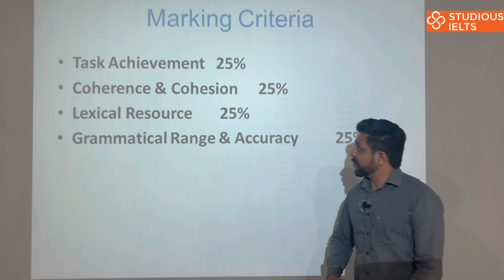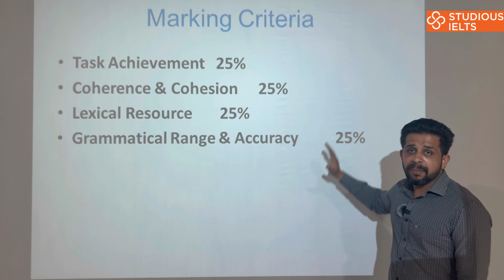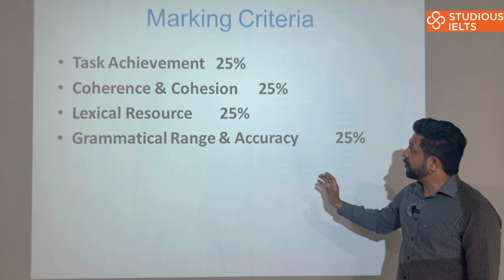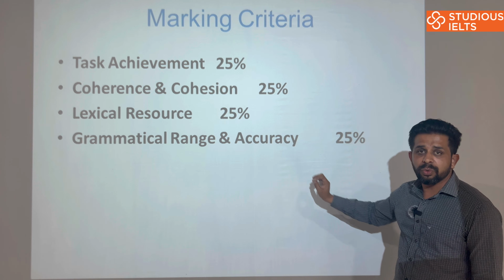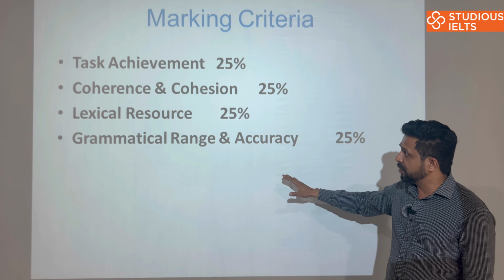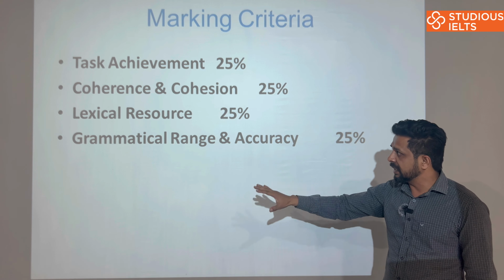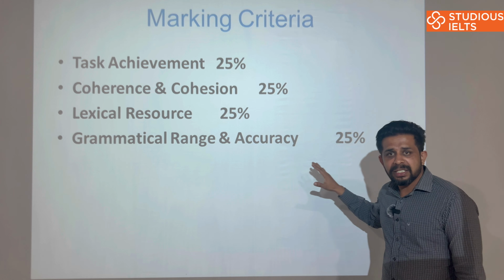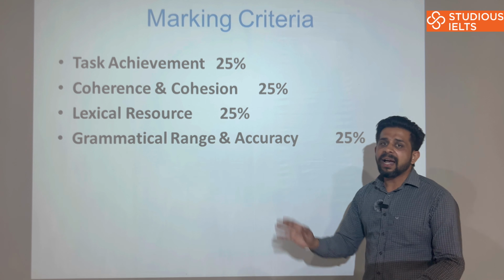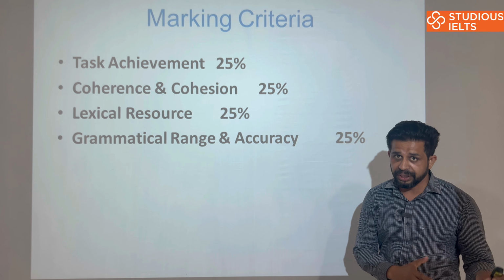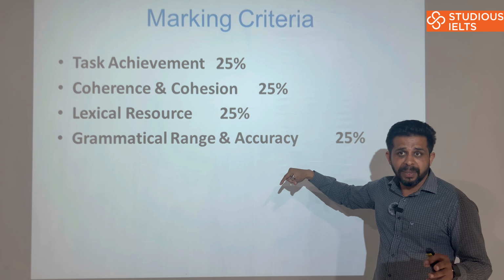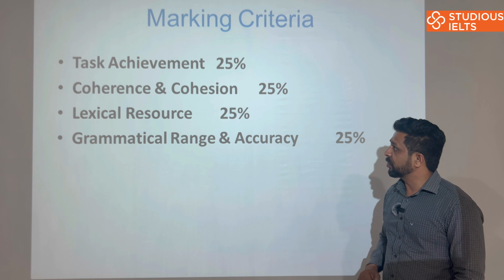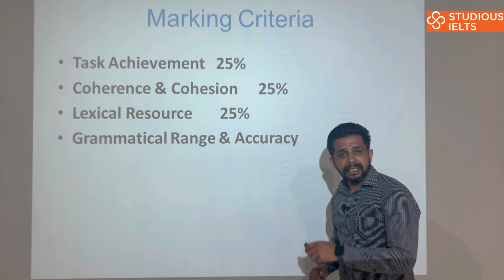First of all, let me show you what those parameters are, because when your essay is being evaluated, they give equal weightage to all four parameters: task achievement, coherence and cohesion, lexical resource, and grammatical range and accuracy. We have discussed the remaining three in different videos, which you can watch, because in this video I am going to focus more upon lexical resource.